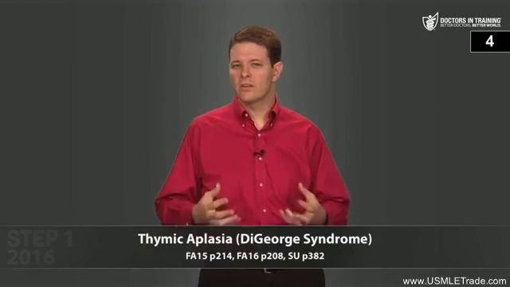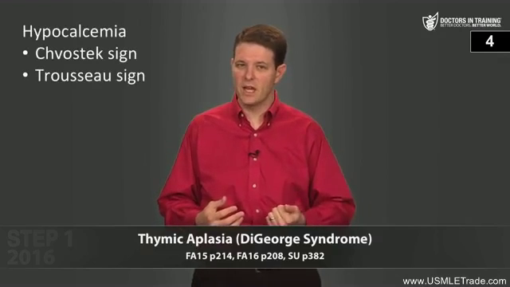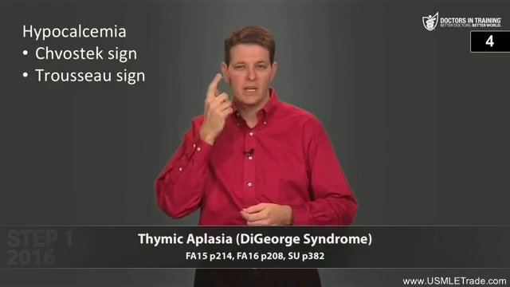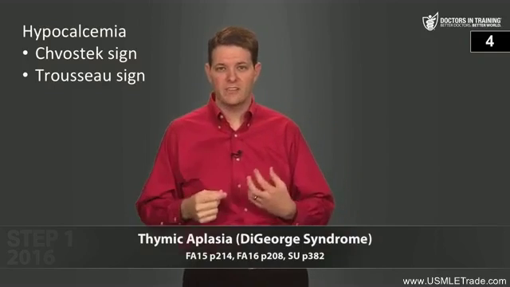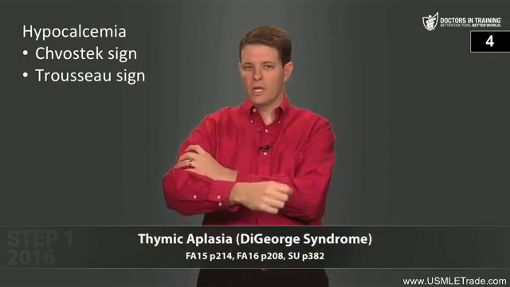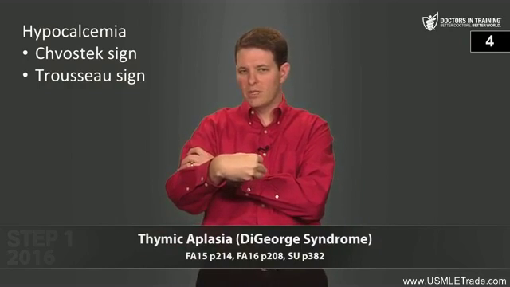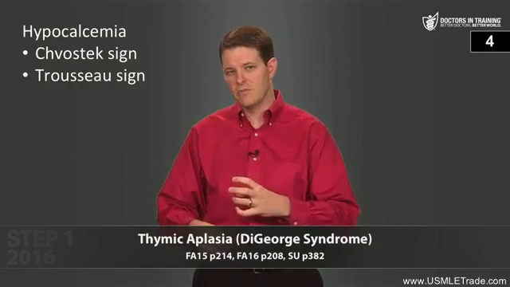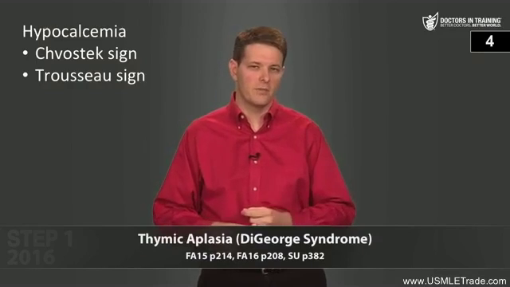Now, what physical exam findings might be present in a patient with hypocalcemia? Well, there's Chvostek sign and Trousseau sign. Chvostek sign is where you tap on the patient's cheek and that causes a facial muscle spasm. You can remember CH for cheek and CH for Chvostek. And then Trousseau sign is where you tighten the blood pressure cuff on the arm for a minute or so, and that leads to spasm in the arm called carpopedal spasm. So remember T for Trousseau and T for tighten the cuff. And both of those, Chvostek sign and Trousseau sign, are signs of hypocalcemia.